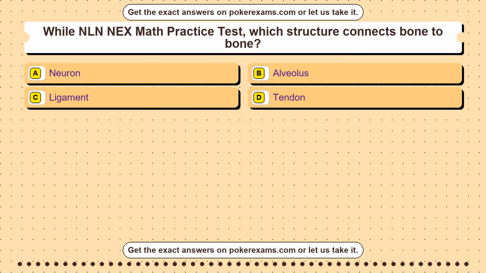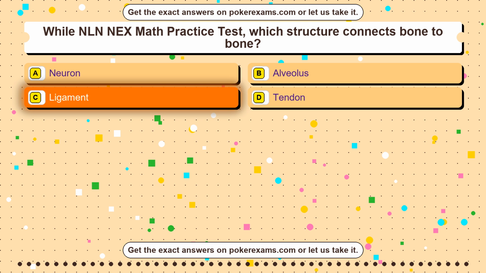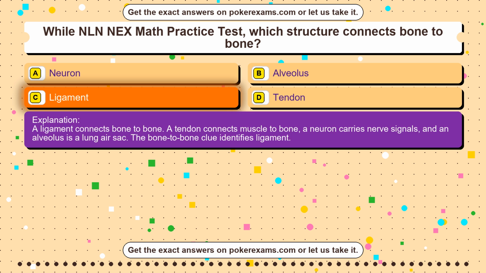Question 27. While NLN NEX math practice test, which structure connects bone to bone? Option A, neuron. Option B, alveolus. Option C, ligament. Option D, tendon. The correct answer is option C. Ligament. A ligament connects bone to bone. A tendon connects muscle to bone, a neuron carries nerve signals, and an alveolus is a lung air sac. The bone-to-bone clue identifies ligament.